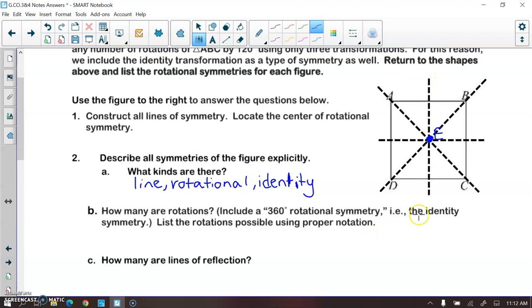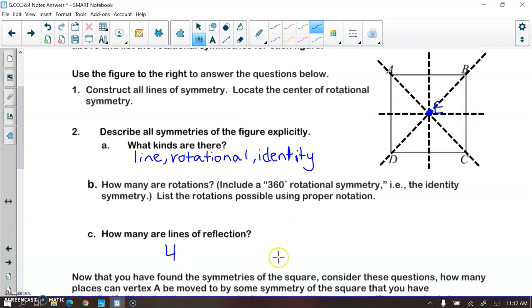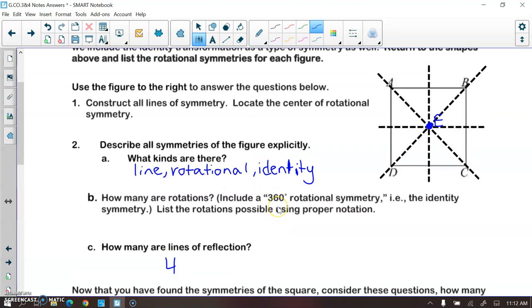Well, if there are 4 lines of reflection here, that kind of helps us with this. Now, the number of lines of reflection, which is letter C, we can answer that. The number of lines of reflection might not always be the same number of rotational symmetries. But here with the square, if I rotate point A 90 degrees this way, and again 90 degrees this way, and again, and again, all 4 of those times that I rotated this figure, your figure would look identical to the original. And in this example, the number of lines of symmetry equaled the number of rotations, so 4. And we'll list the rotations in a moment.